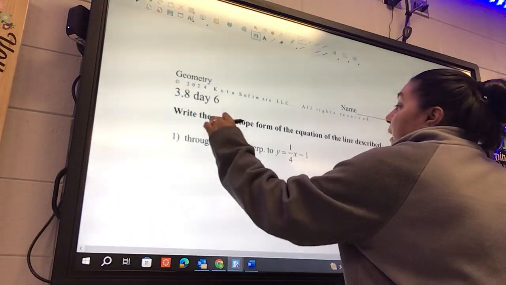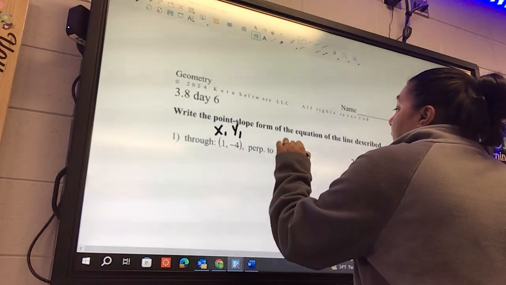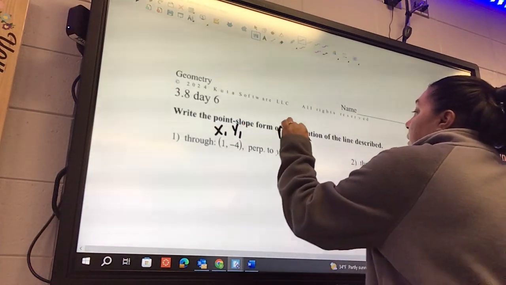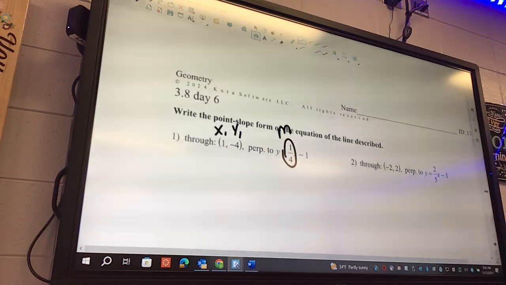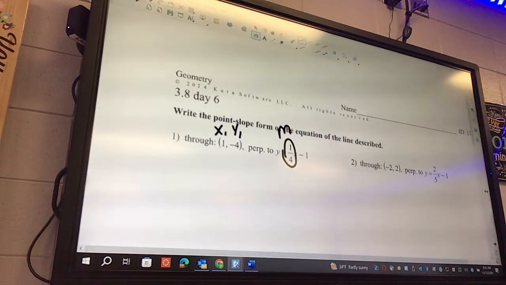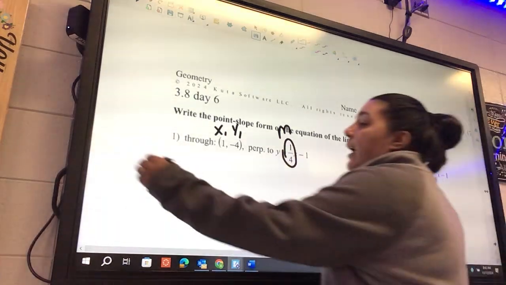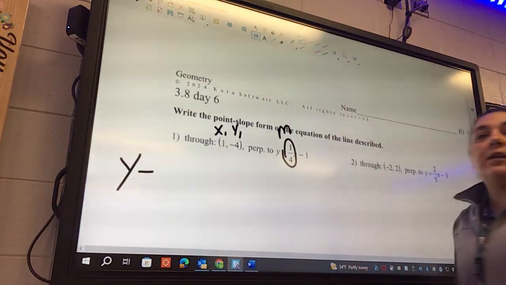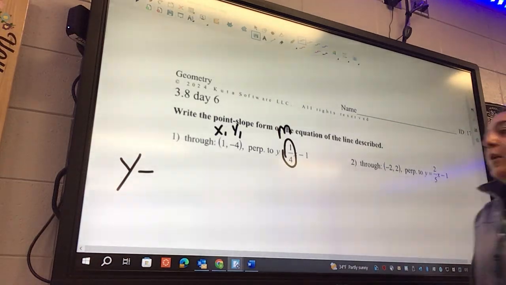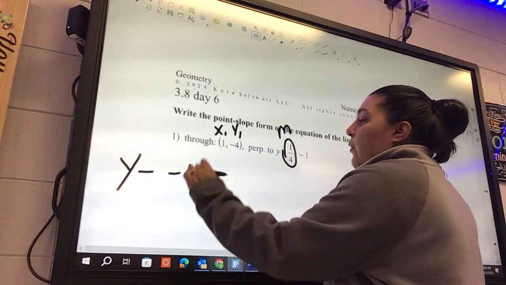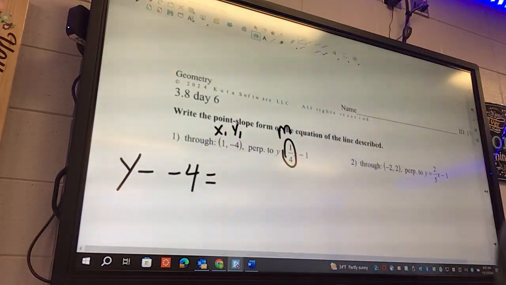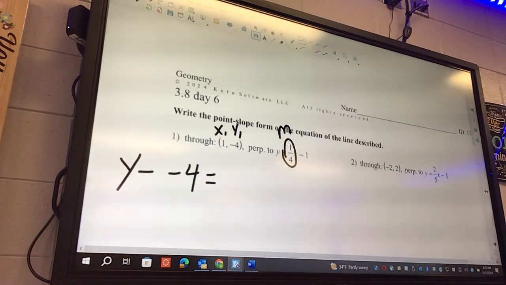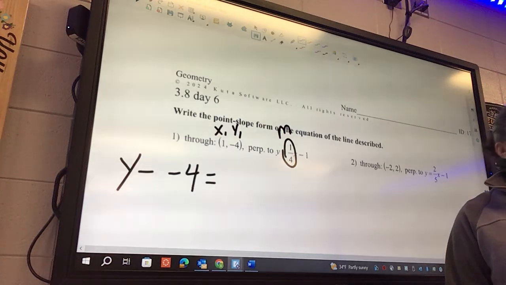And so we're going to label X1, Y1, and this is my M. Okay, perp, we have to do two things with perp. What are they? Flip and change, okay? So it's going to look like y minus, what is my y1? -4 equals my m. So what if I take 1 over 4 and I flip it, what is it going to be? 4 over 1, which is what, though? What's 4 over 1? It's just 4, okay?